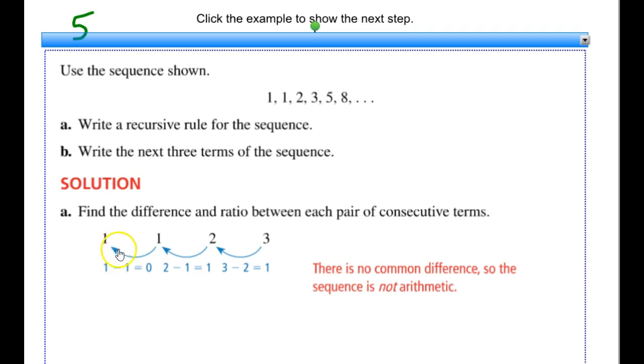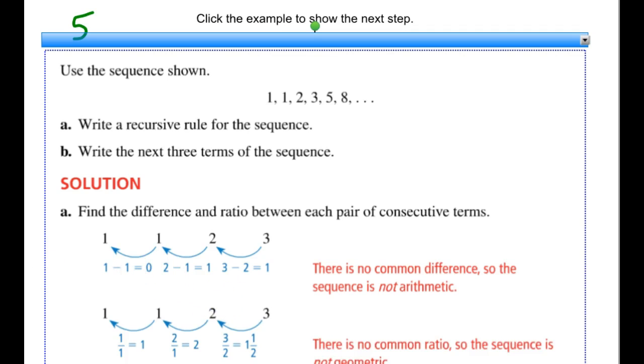So I see that to get from 1 to 1, I add 0. To get from 1 to 2, I add 1. And then here I add 1. Since these are not the same, I know that this is not an arithmetic sequence, right? Because if it was arithmetic, all of those would have to be the exact same.